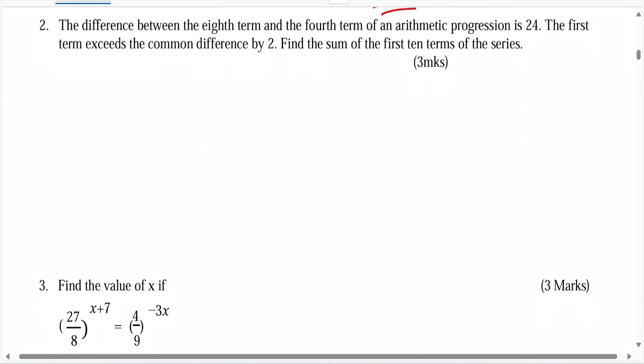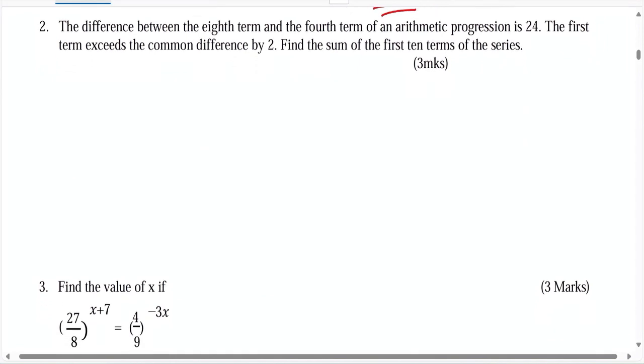Umeambiwa question 2, the difference between the 8th term and the 4th term of an arithmetic progression is 24. The first term exceeds the common difference by 2. Also, find the sum of the first 10 terms of the series. So arithmetic progression wapata vipi? Sio? Wapata kutumia nth term.